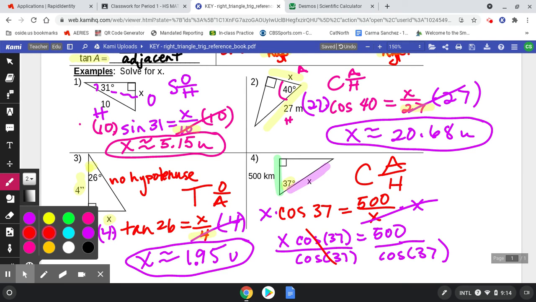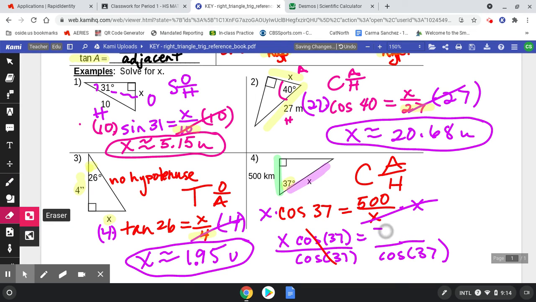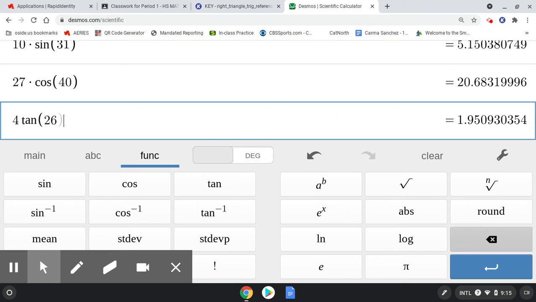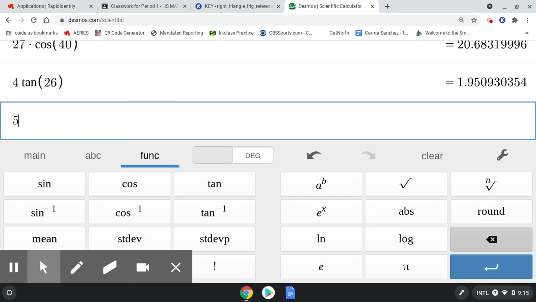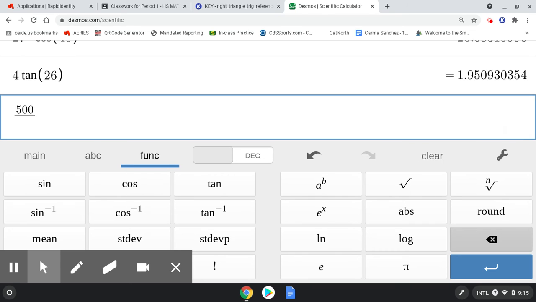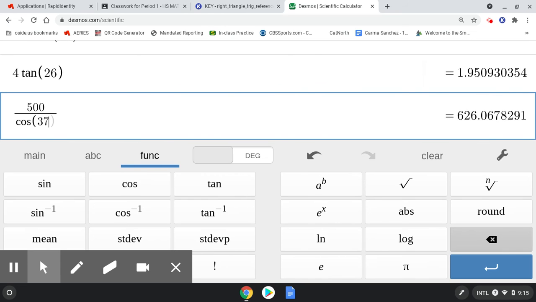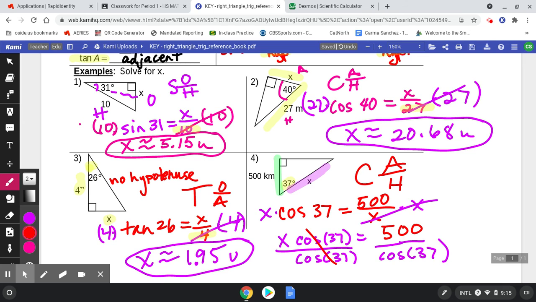So instead of just multiplying to solve, we bring the x up and then we divide to solve. So this time when I go type this into the Desmos calculator, it's going to be 500 divided by the cosine of 37. Let's go see what happens. 500 divided by the cosine of 37. And so notice what I get. 626.07 is my rounded answer.